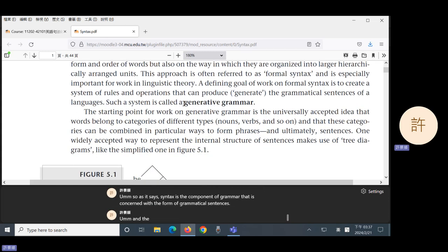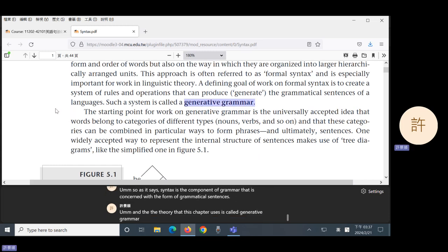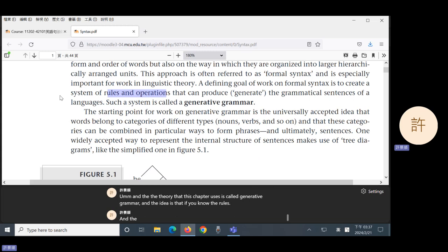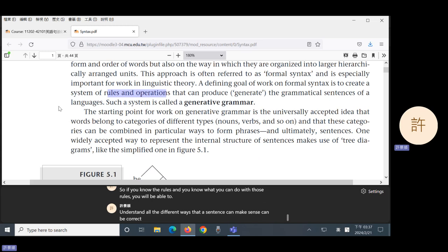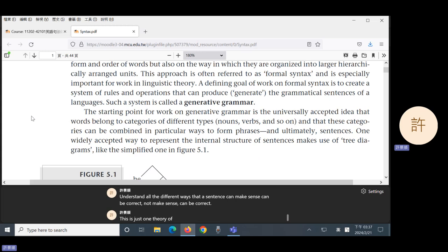And the theory that this chapter uses is called generative grammar. And the idea is that if you know the rules and the operations of those rules, so if you know the rules and you know what you can do with those rules, you will be able to understand all the different ways that a sentence can make sense, can be correct, not make sense, can be correct. This is just one theory of linguistics, but it's a very popular theory.